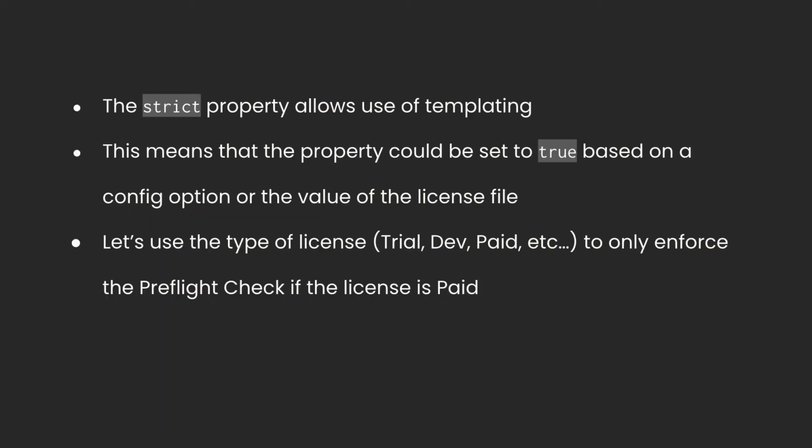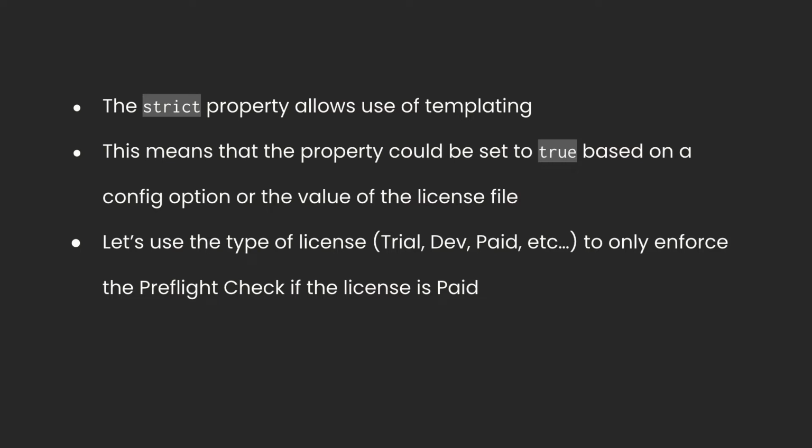Well, first of all, you don't have to put the strict property on every analyzer or collector. Only use the strict property on the analyzers that you know that if they fail, your application will not work. Now, if you do want to make this optional for whatever reason, know that the strict property allows the use of templating, which is based on Sprig, on Go templating. So this means that the property could be set to true based on a config option or on the value of the license file. In my example here, I'm going to show you the type of license, and we're only going to enforce a preflight check if the license type is paid. When I go through the demo, that should become obvious.